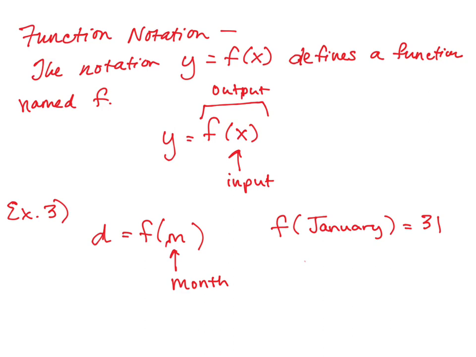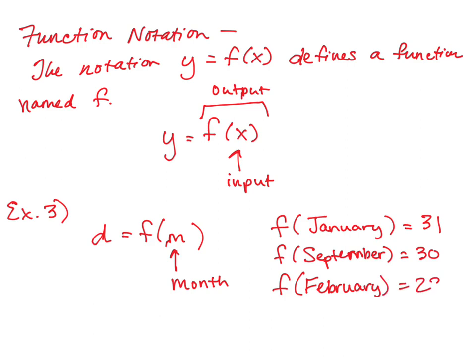Okay, so let's look at f of September. F of September. 30. 30 days had September, April, June, and November. 30 days for those. How about f of February? Unless it's a leap year. Let's do f of February 2024. It's 29. It's a leap year.